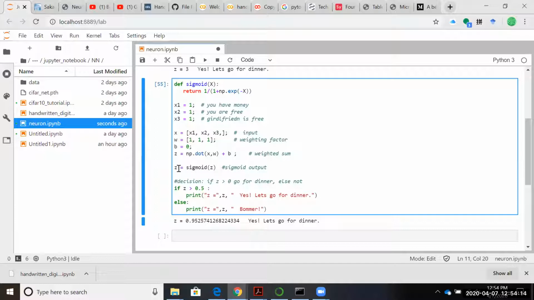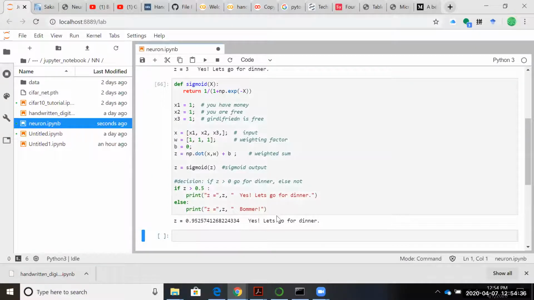Now this z is a continuous variable, so I can say it's now a probability. If the probability is greater than half, we say we go to dinner. If the probability is less than half, then we don't. So let's say I run now with the same 1, 1, 1 input, and the bias equal to 0. Sure, we go to dinner if all the conditions are satisfied.